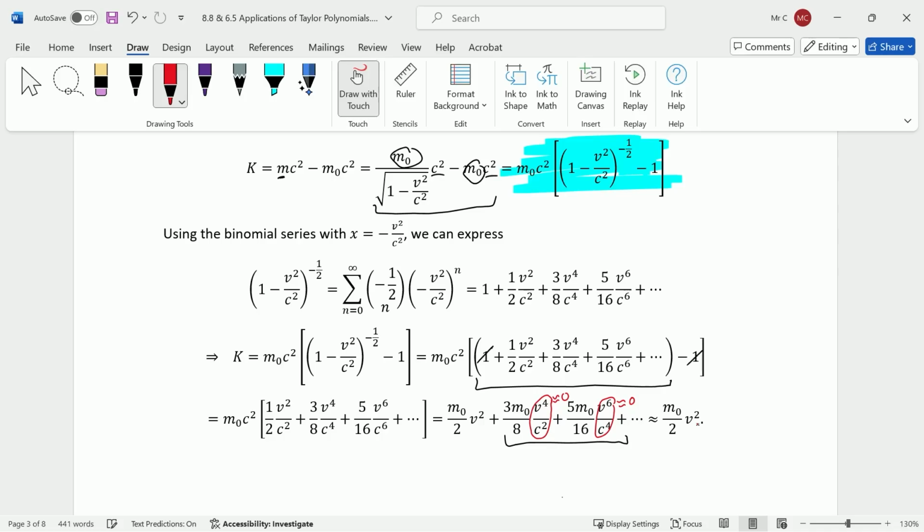I hope you enjoyed taking a look at that. But let's go ahead and move on to approximate integration.